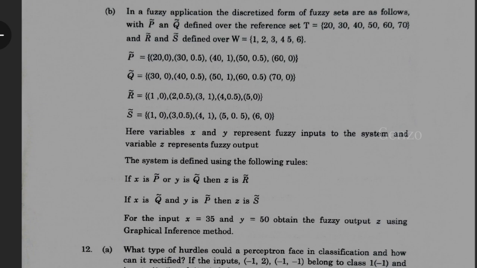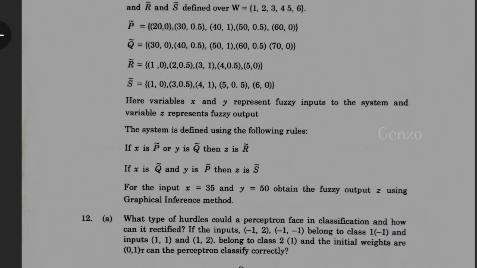Here variables x and y represent fuzzy inputs to the system and variable z represents fuzzy output. The system is defined using the following rules. If x is P or y is Q, then z is R. If x is Q and y is P, then z is S. For the input x equal to 35 and y equal to 50, obtain the fuzzy output z using graphical inference method.